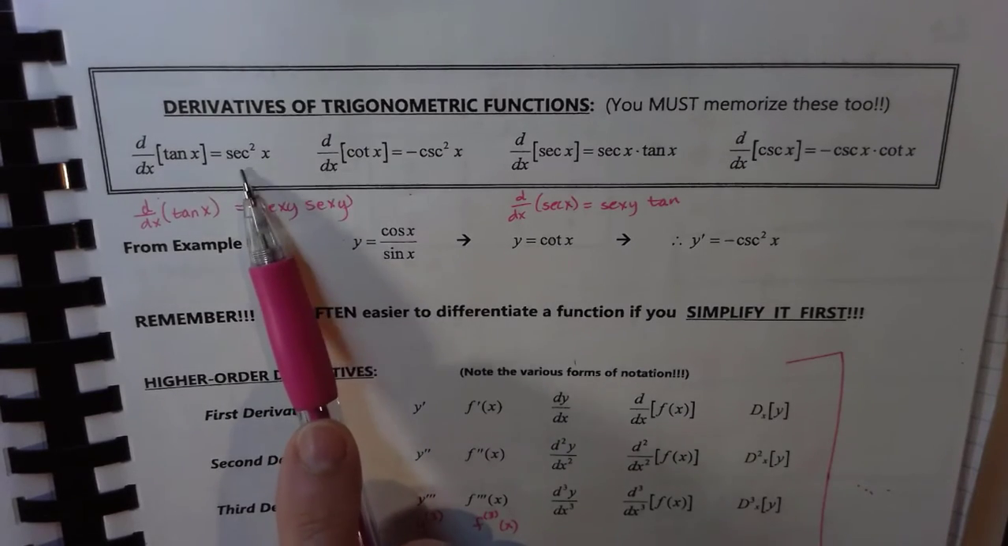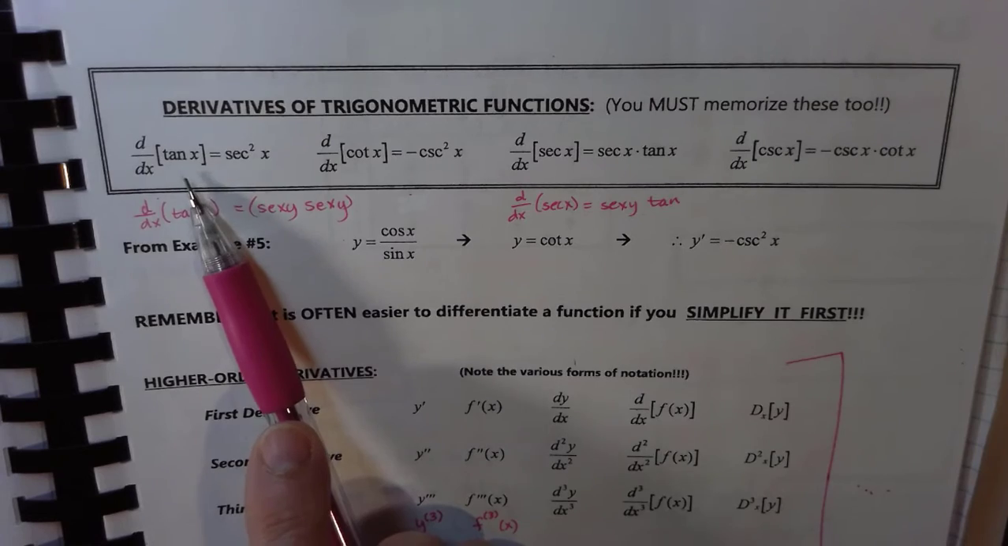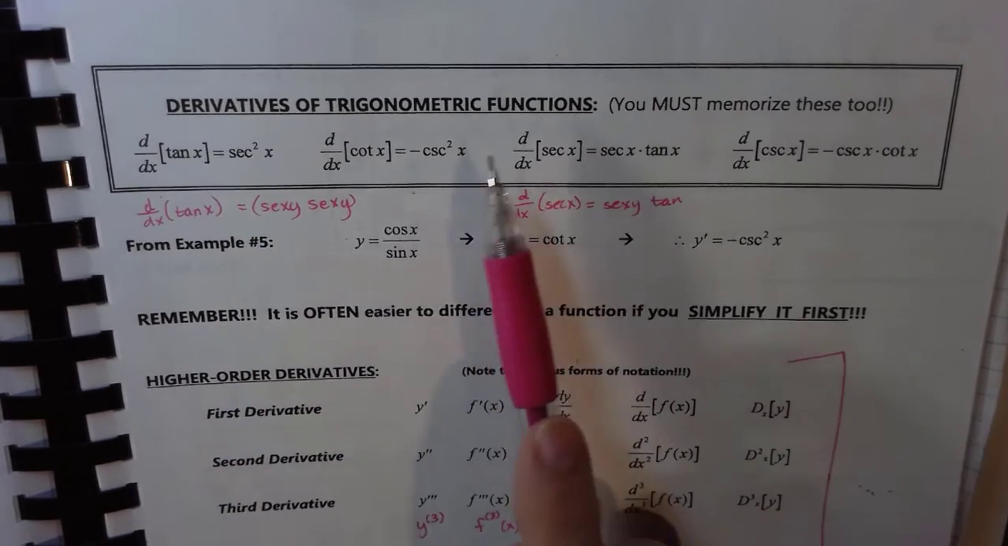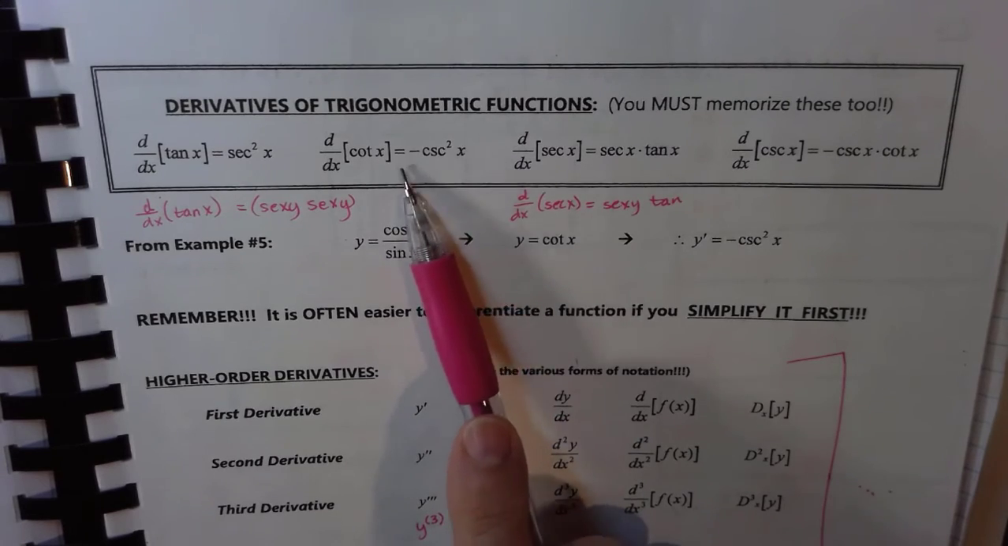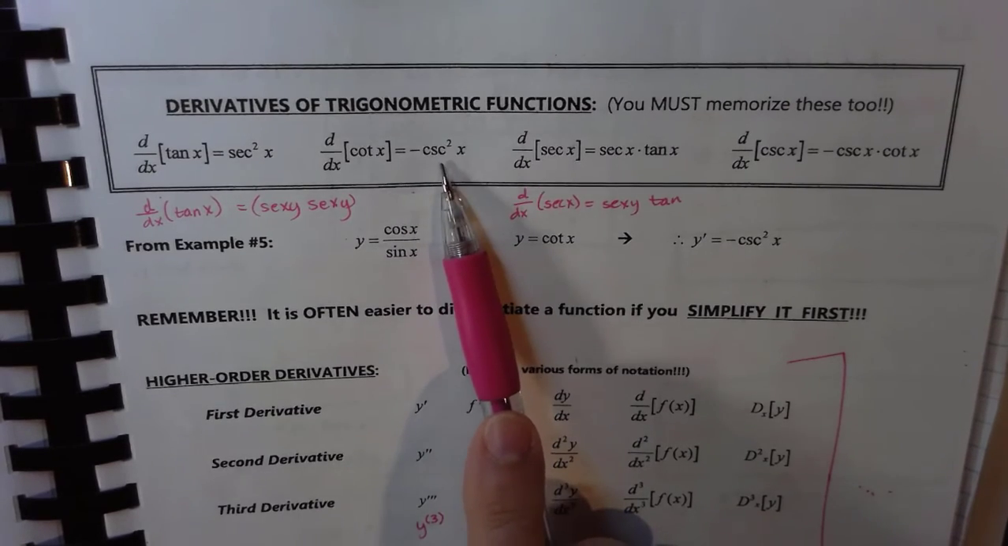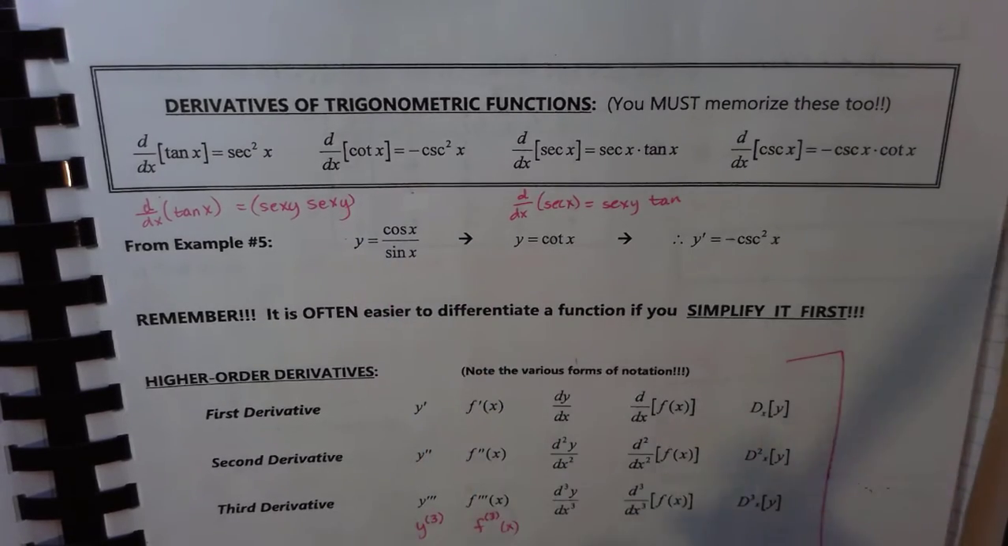Notice that the derivative of tangent is secant squared. This is going to always be non-negative. So that should tell us that tangent function is always increasing, which we know it is. The derivative of cotangent is negative cosecant squared. This will always be not positive. It will be negative. So cotangent should always be decreasing. So it's kind of neat.